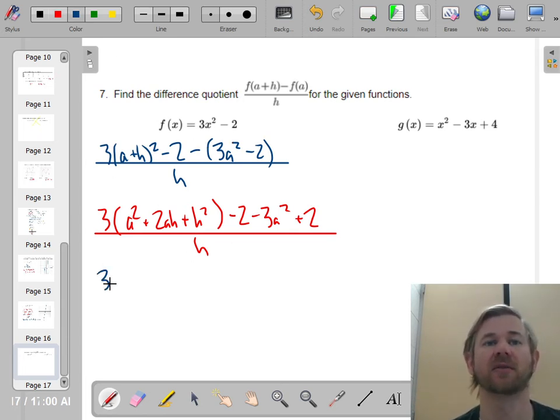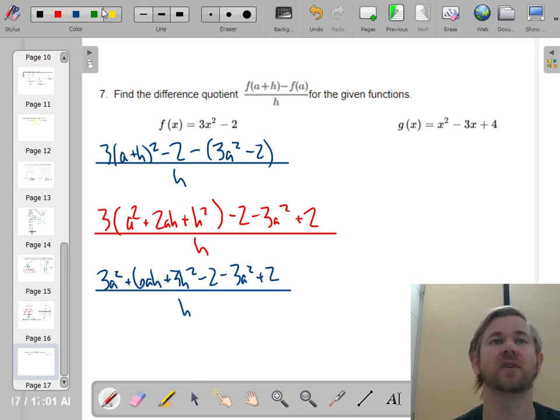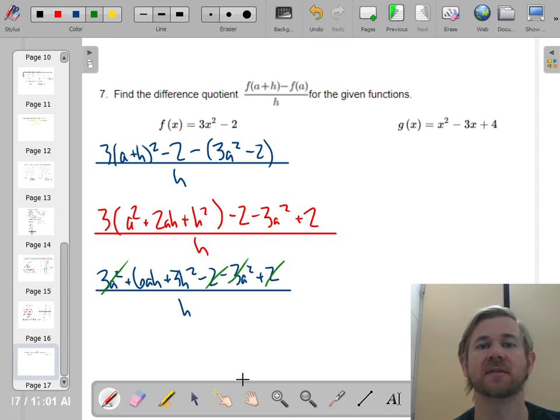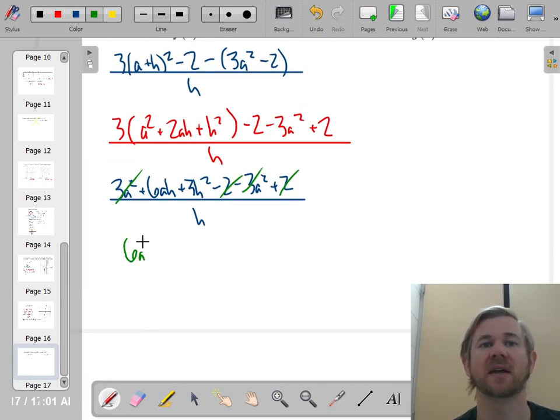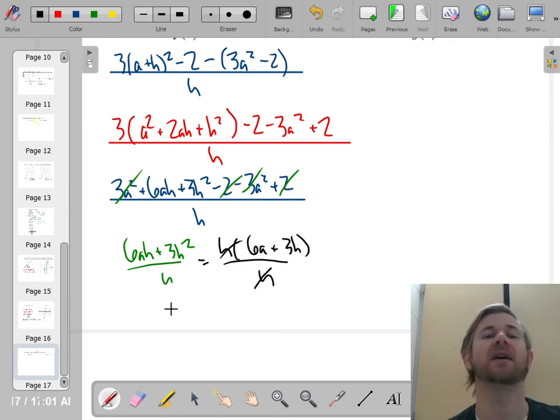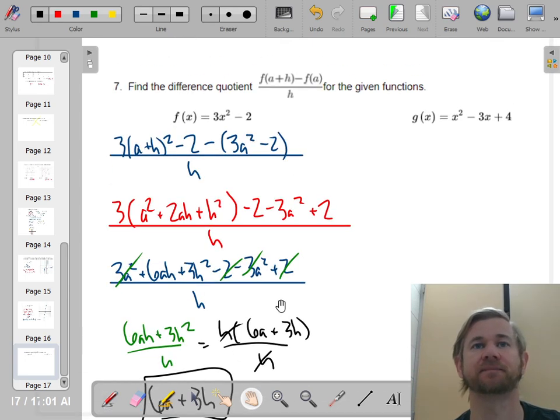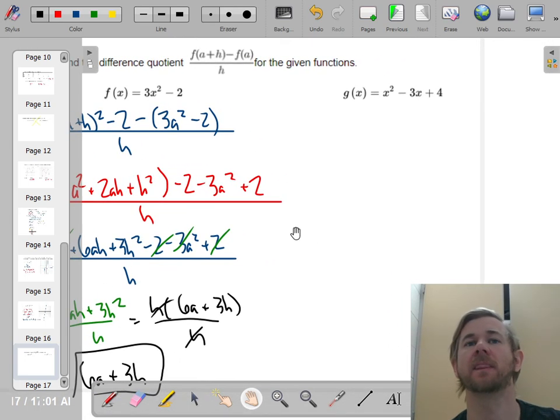So let's go ahead and distribute: 3a squared plus 6ah plus 3h squared minus 2 minus 3a squared plus 2, all over h. What goes away? Hopefully some stuff. 3a squared, negative 2, positive 2. Yep. So I have 6ah plus 3h squared over h, and then I will factor out an h because I want to be very careful. 6a plus 3h over h. So my difference quotient is 6a plus 3h. Okay, 6a plus 3h.